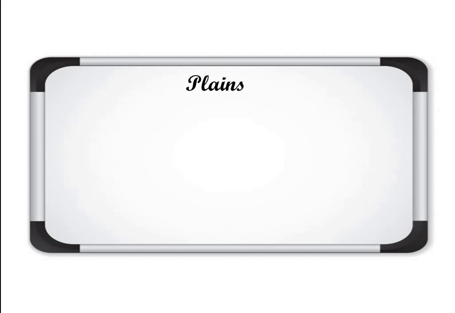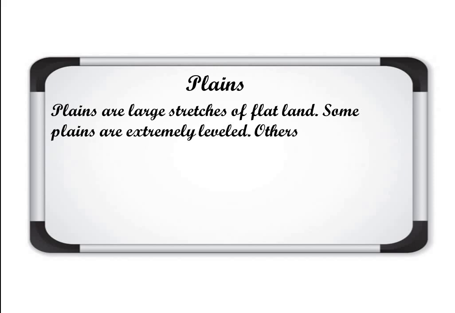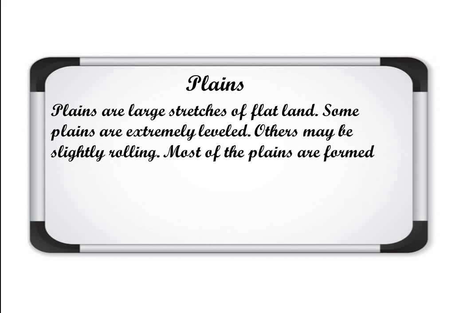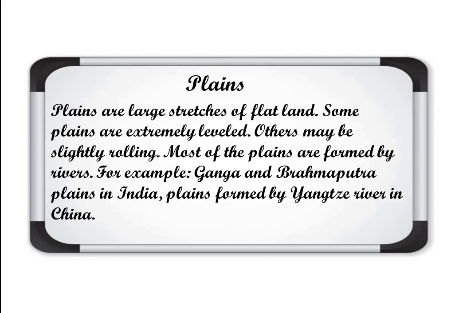Now the next landform, it is the plain. Plains are large stretches of flat land. Some plains are extremely leveled, others may be slightly rolling. Most of the plains are formed by rivers. For example, the Ganga and Brahmaputra plains in India, plains formed by the Yangtze river in China. These are the examples we can write.